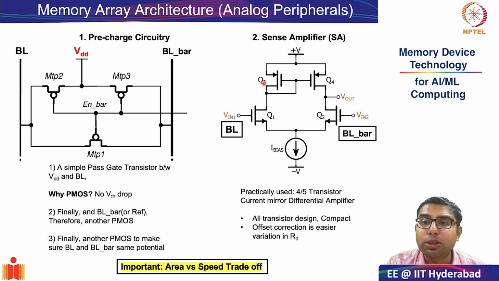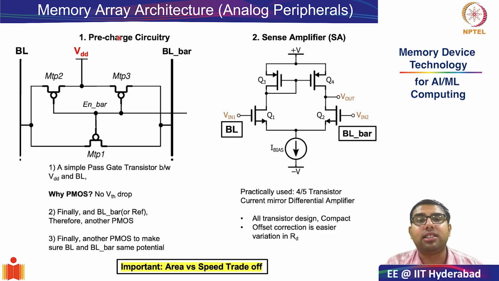So therefore, this particular design is much more area compact, and also because there aren't many variations in Q3 and Q4, the offset correction is much easier compared to the resistor based sense amplification or differential amplifier circuit. In all these things, it is important to consider that there is a very important trade-off between area and speed.